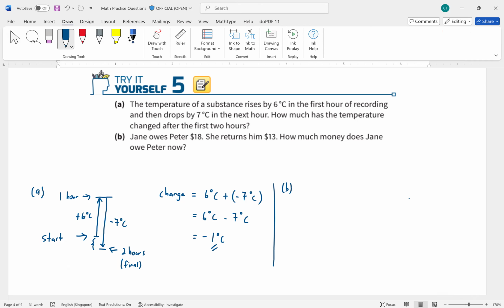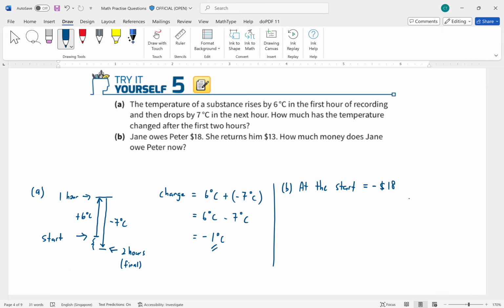This is a typical question about owing and returning money. Jane owes Peter $18. So what we can write down is at the start, owing money means you have, we can call it negative. At the start, Jane has negative $18 because she owes Peter $18. We can call that negative 18, and then she returned him 13. If she returned him 13, then she will owe a lesser amount already.